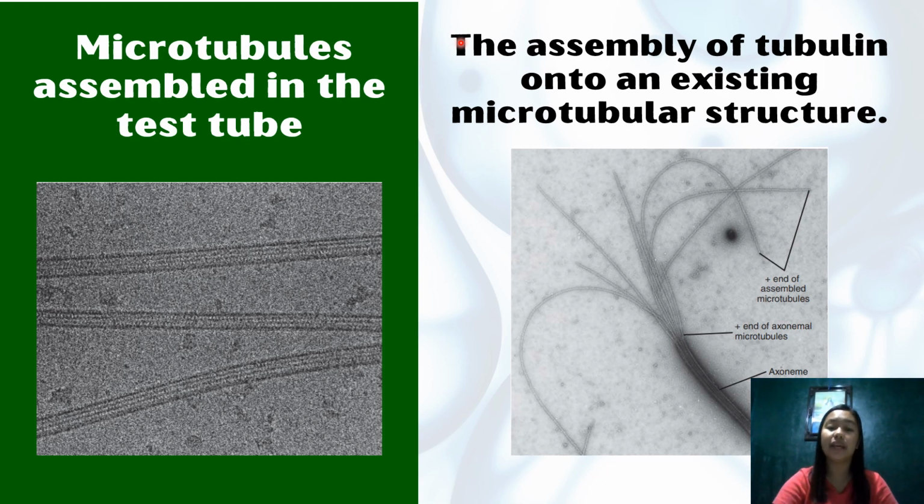Now, the second image illustrates the in vitro assembly of brain tubulin onto the plus ends of microtubules from a Chlamydomonas flagellum axoneme. This process demonstrates how tubulin subunits are added to the existing microtubular structure, highlighting the dynamic nature of microtubule assembly and providing insights into their structural organization at the molecular level.